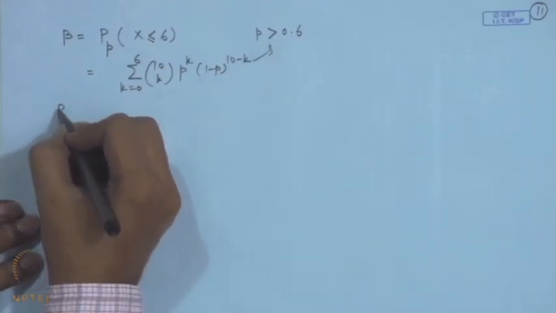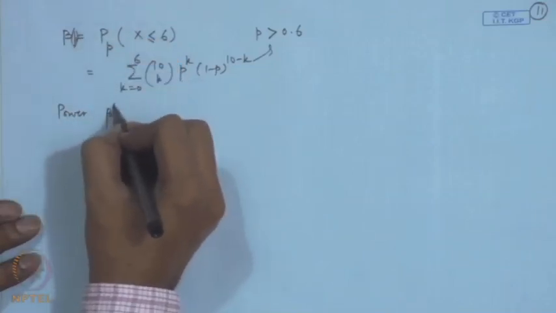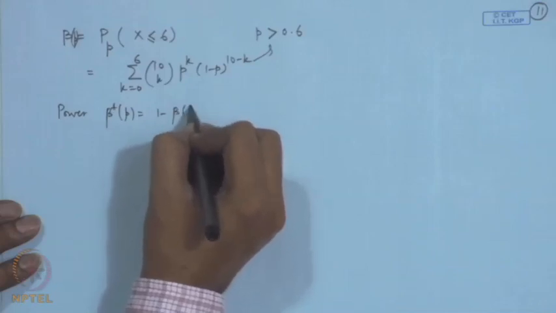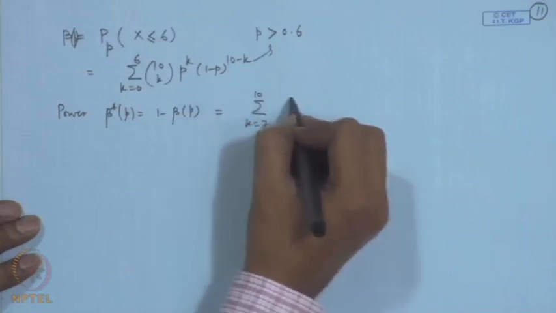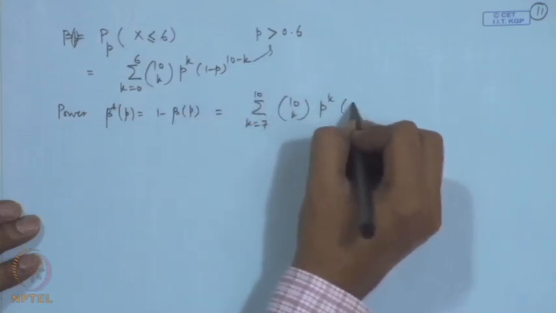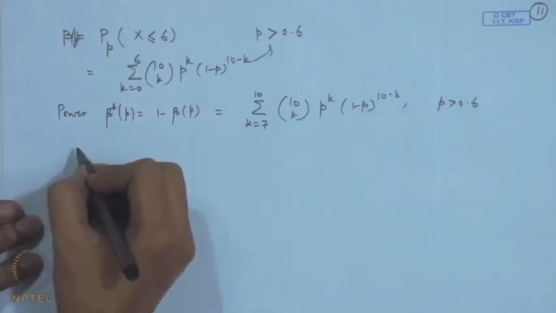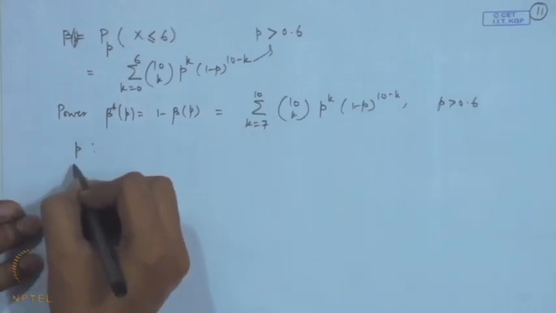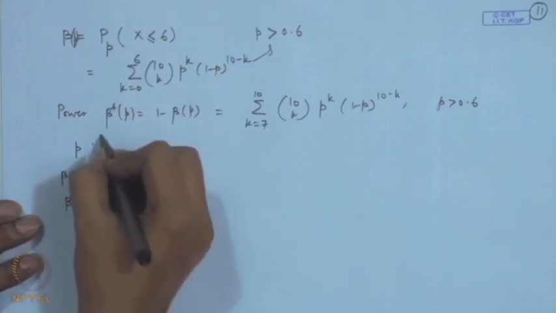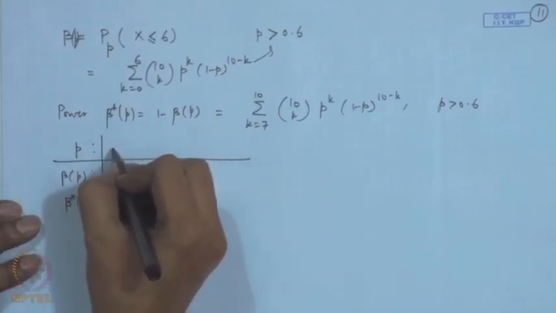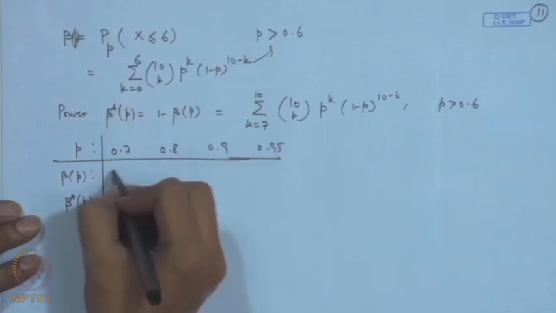If we consider the power, which is a function of p here, that is beta star of p, equal to 1 minus beta of p, then that is equal to the sum for k = 7 to 10 of 10 C k, p to the power k, (1 minus p) to the power 10 minus k, for p greater than 0.6. I have tabulated these values for different values of p. You can see it from the tables of the binomial distribution at 0.7, 0.8, 0.9 and 0.95.